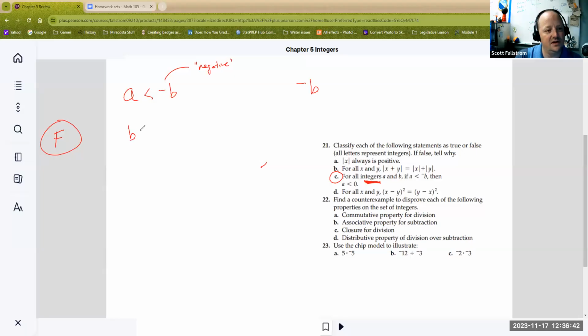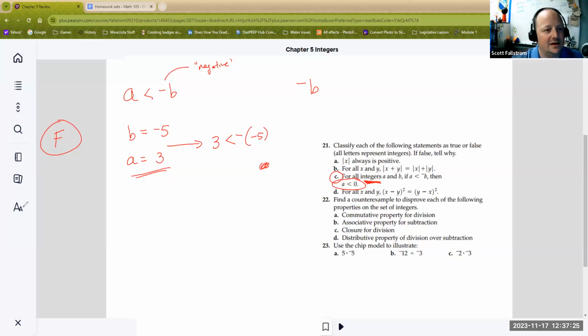Let's say B is equal to -5 and A is equal to 3. Then let's check it. A, which is 3, is less than the opposite of -5. That is true. So I've found a case where A is less than the opposite of B, but they said A has to be less than 0, and I did not find that to be the case. I found A to be positive. So I found a counterexample, and once you find a counterexample, the statement itself can not ever be listed as a theorem. We would have to say that is not always true.